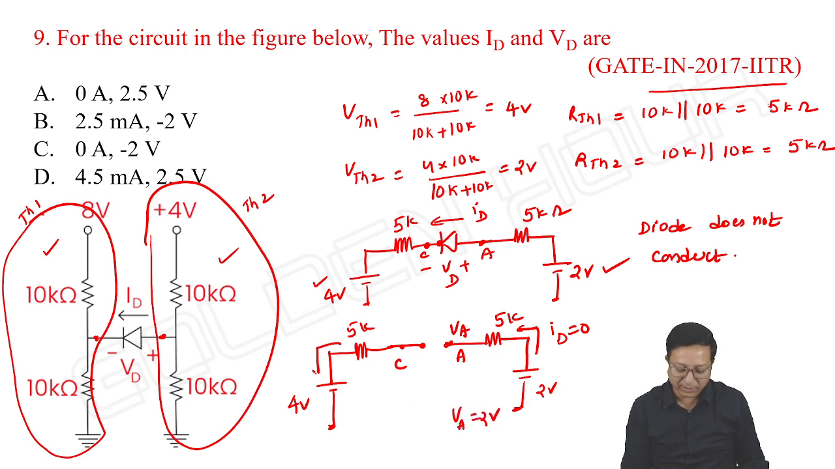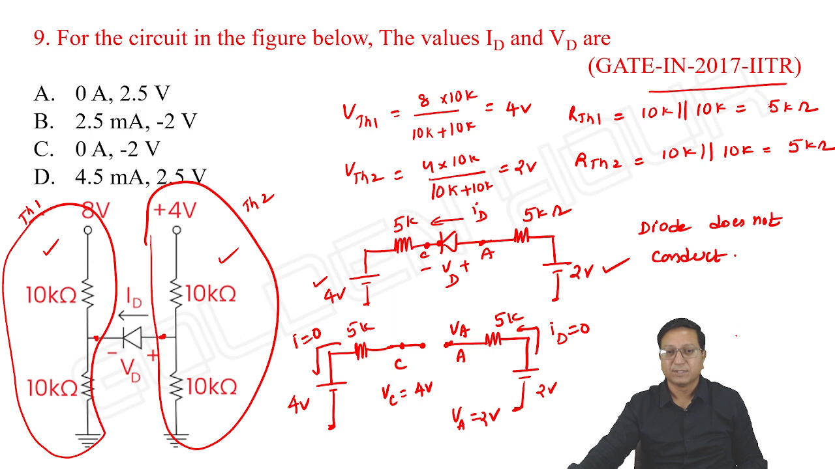Next, is there any current that is possible here? Here also there is no current. It is 0. So what is the cathode voltage? 4 volts. VC is equal to 4 volts. And what about VD? VD is nothing but VA minus VC, anode voltage minus cathode voltage. So we have got VA and VC. So VA minus VC gives us VD.